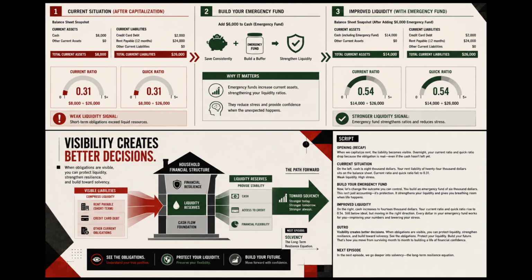Now let's recalculate the ratios. The current ratio is $14,000 divided by $26,000, which equals approximately 0.54. Quick ratio also increases to approximately 0.54. Notice what happened. The ratios are still below 1.0, but liquidity has materially improved. And this is where emergency funds become extremely important.